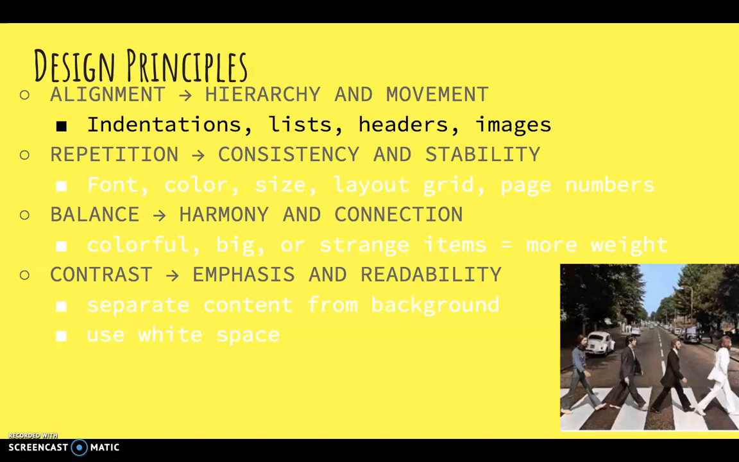Lists and headers are also good for this. When you see a bullet point list, you know where main ideas and supporting points are. Headers make information easy to find. Images, too, help us move between text and graphic. Readers want organized information like this. Let's look at the image for the Beatles on the lower right. Where do you see alignment in this graphic?